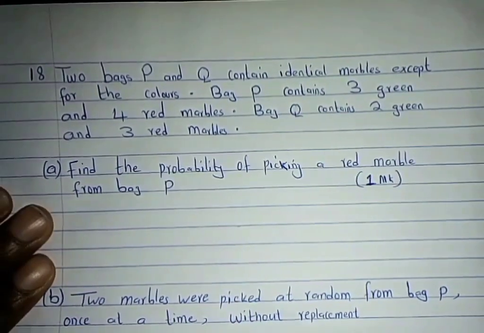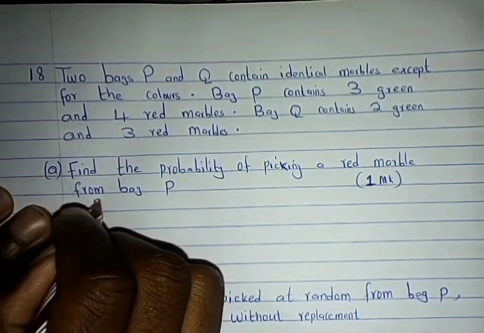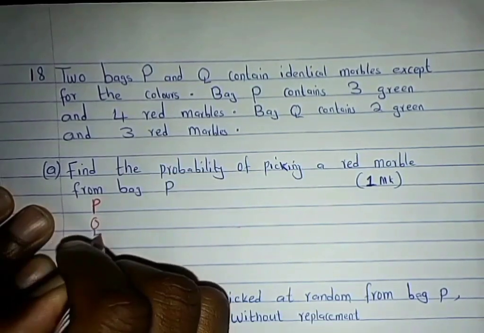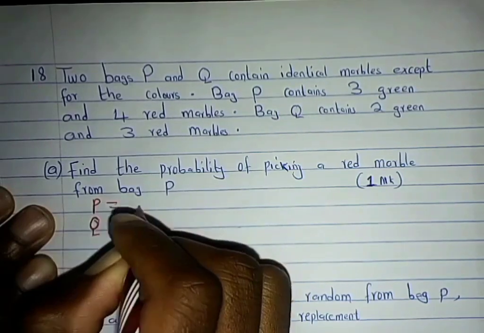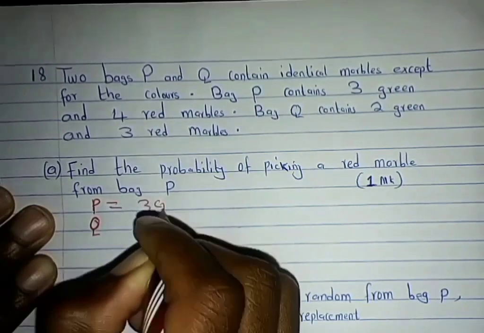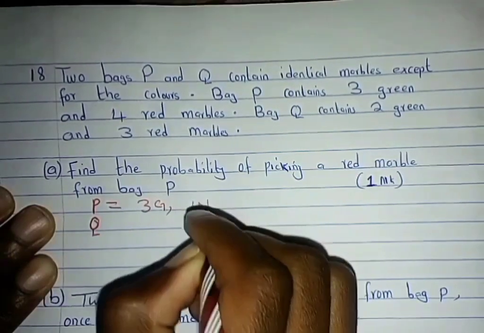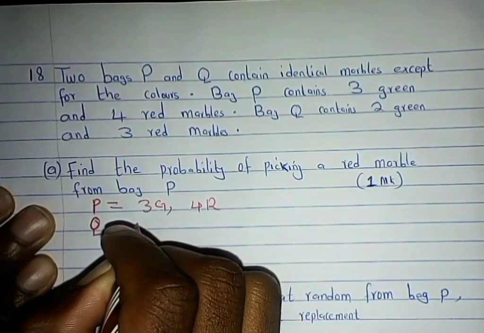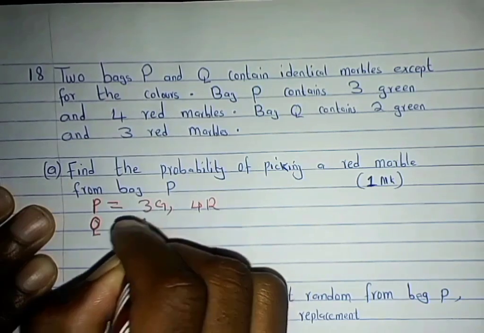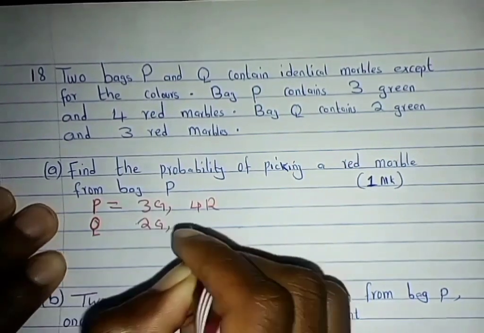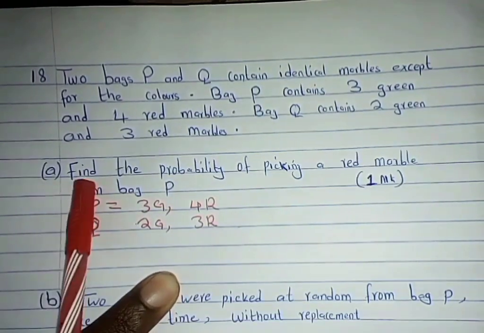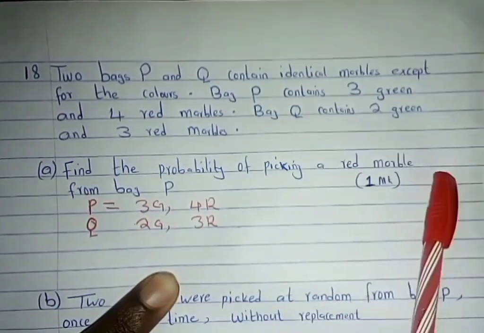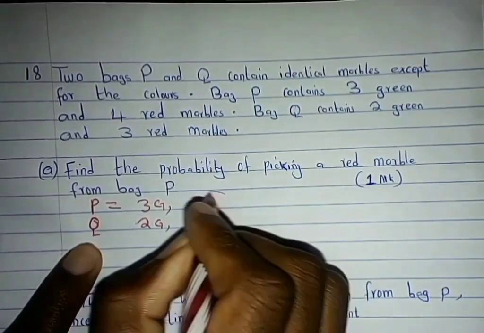So we have two bags, we have P and we have Q. We are told P has 3 green and 4 red. Q, we are told it has 2 green and 3 red. But the question is, find the probability of picking a red marble from bag P. So we are interested in bag P, this one here.